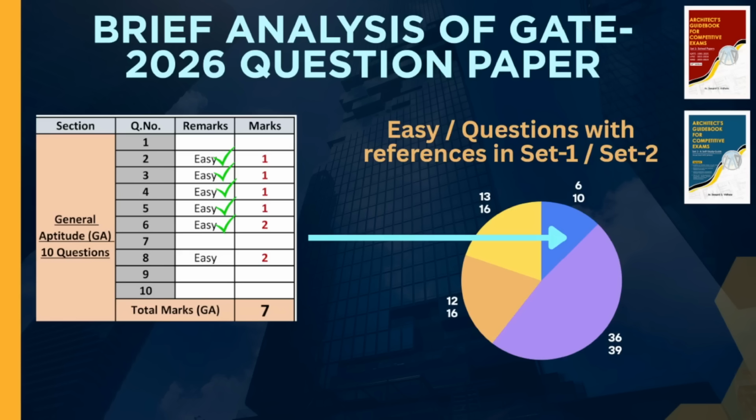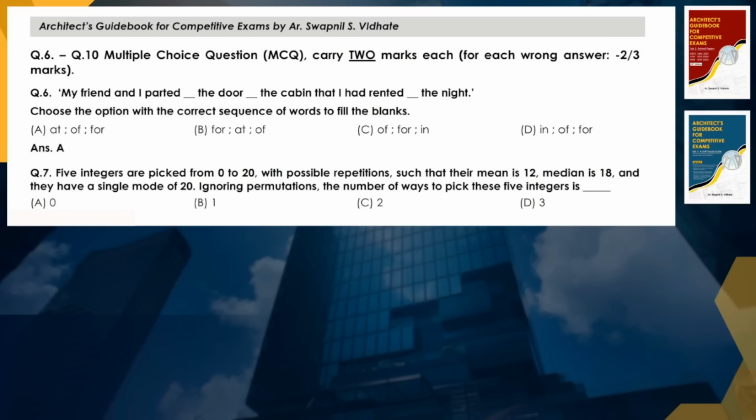So option 6 was also an easy one, a 2 mark question. Question 7. Five integers are picked from 0 to 20 with possible repetitions such that their mean is 12, median is 18, and they have a single mode of 20. Ignoring permutations, the number of ways to pick these five integers is which of the following? Options are 0, 1, 2, and 3.